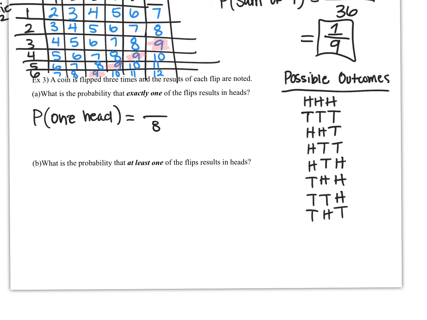So I'm looking at 3 heads, 3 tails, 2 heads and a tails. There's heads, tails, tails. There's also tails, tails, heads, and tails, heads, tails. So those are the only outcomes we had that resulted in one being heads. So that's a probability of 3/8.